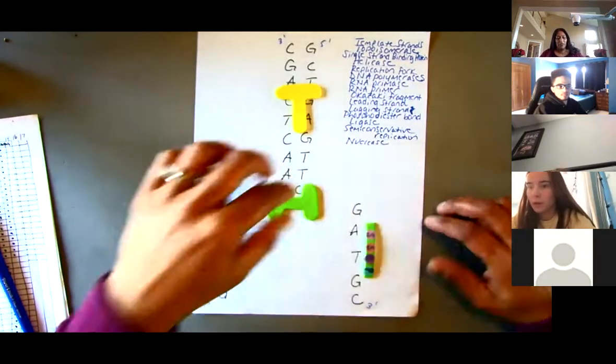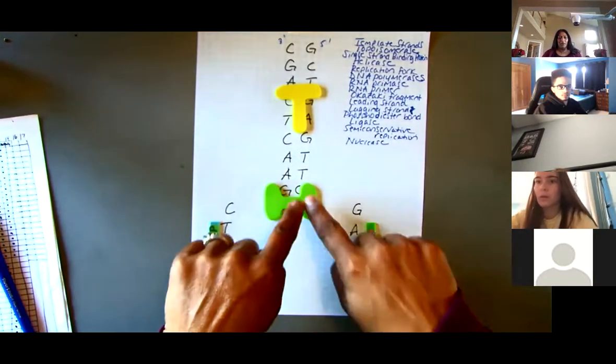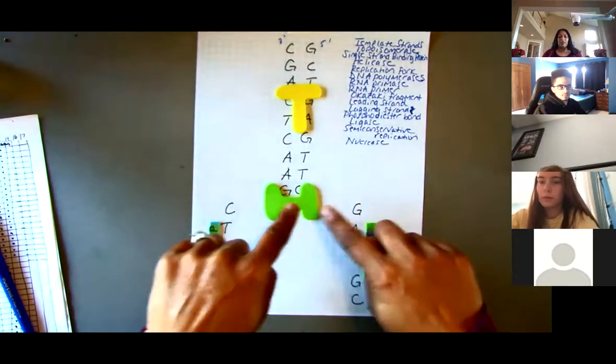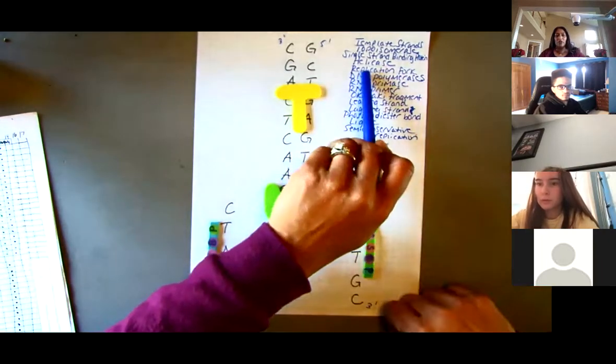So where the helicase stops is called the replication fork. Isn't it like a fork in the road? Okay, and aren't we doing DNA replication? So it's called the replication fork, okay?